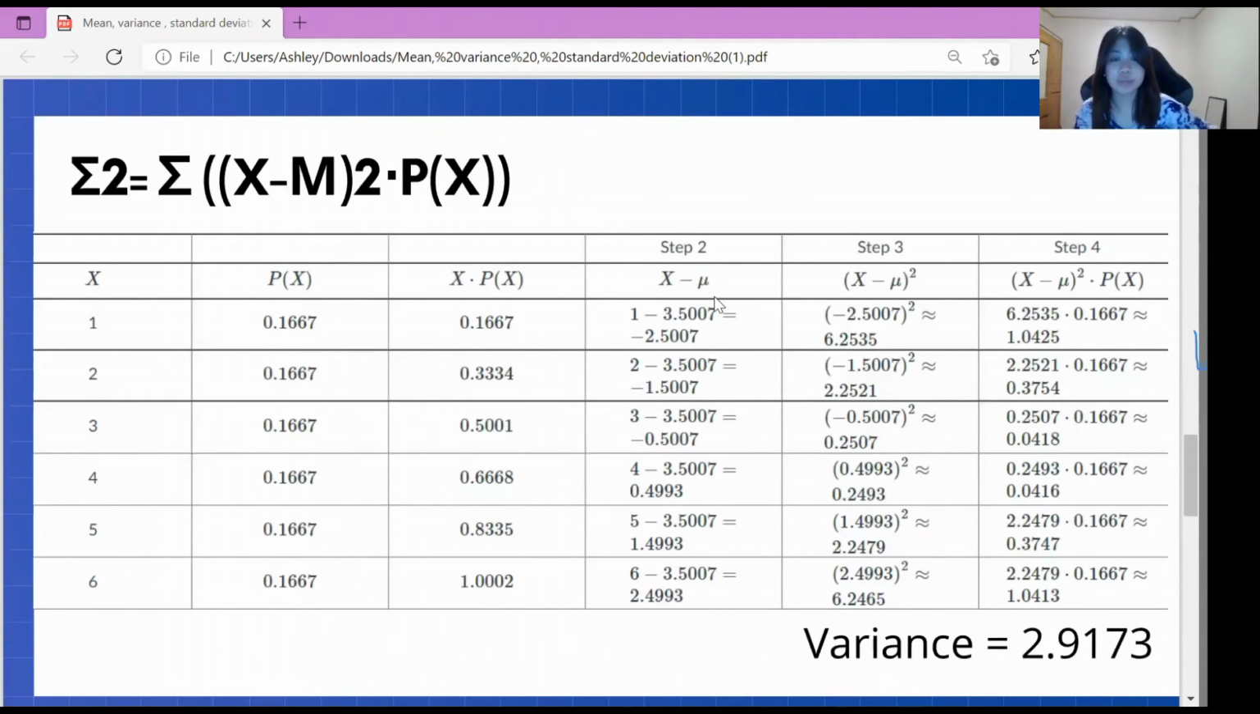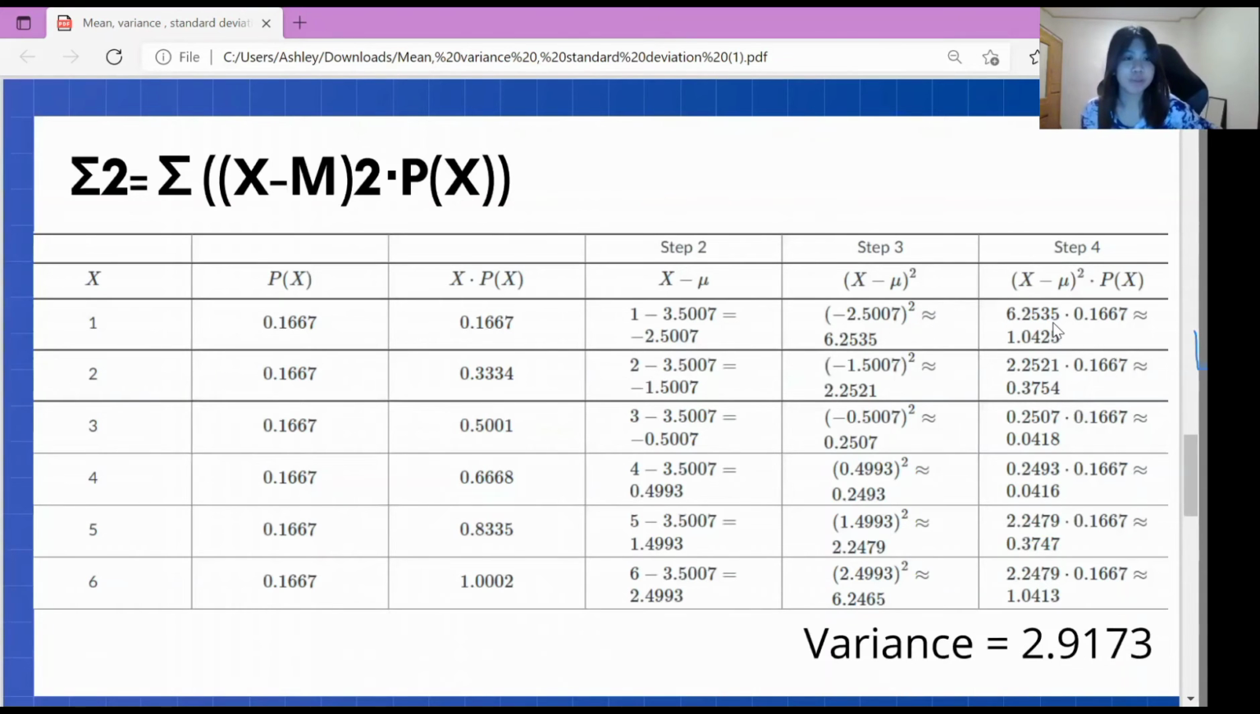We just have to subtract the mean from the random variable x. So here we have 1 minus 3.5007, and that gives us a difference of negative 2.5007. The 3.5007 was our mean earlier. Now let's move on to step 3. We just have to get the squared value of the difference in the step 2 column. So here we square negative 2.5007, which gives us 6.2535.